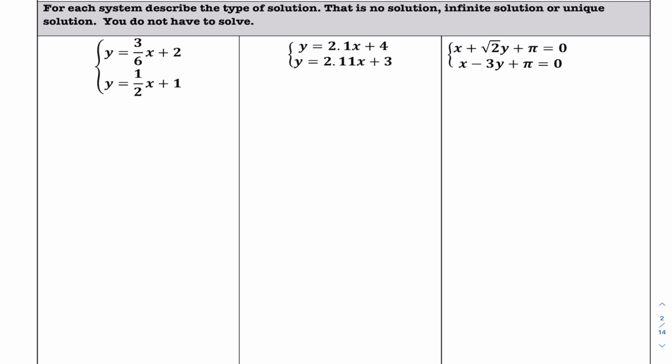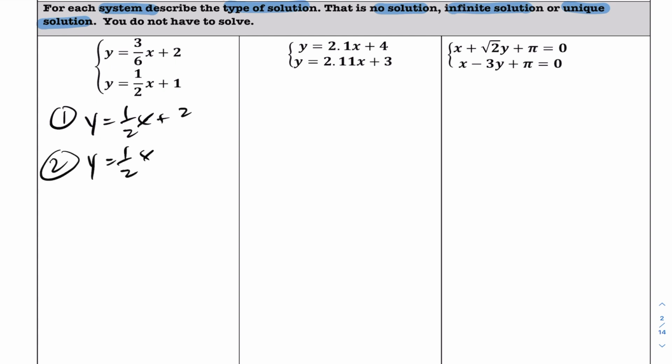Now these questions here are a little bit different. It says for each of the following systems, describe the type of solution. And remember, there's no solution, infinite solution, or unique solution. If I look at my first equation here, equation 1, I can rewrite this. If I put this in lowest terms, we end up discovering that both our equations have the same slope, but they have different y-intercepts.